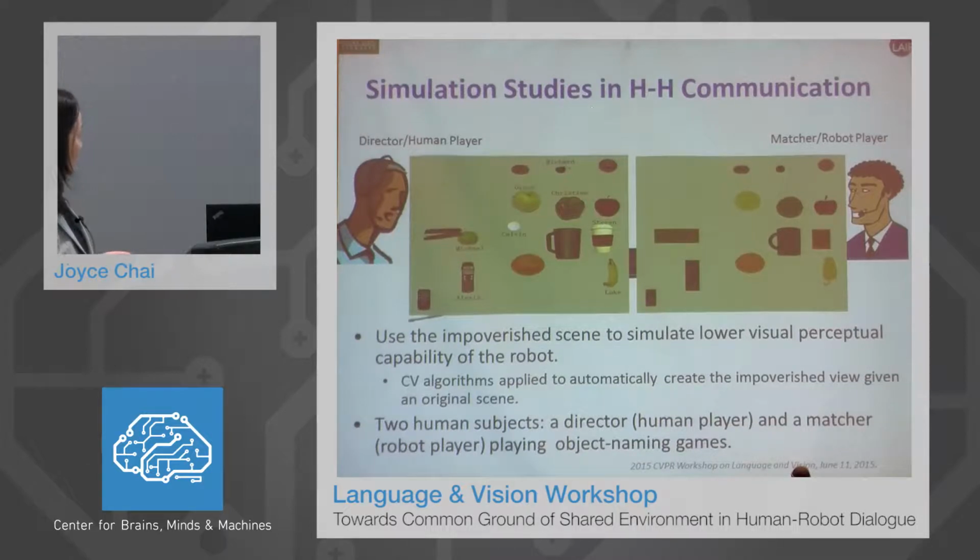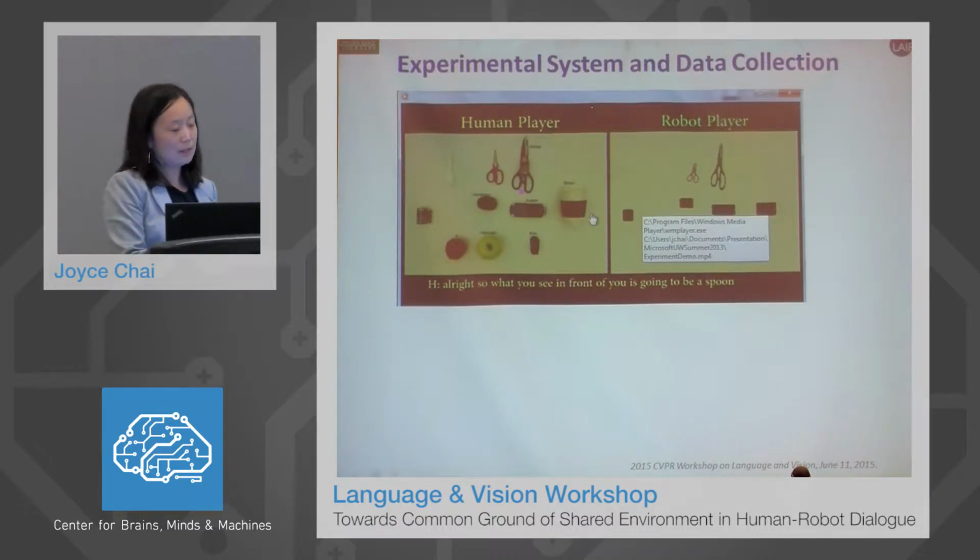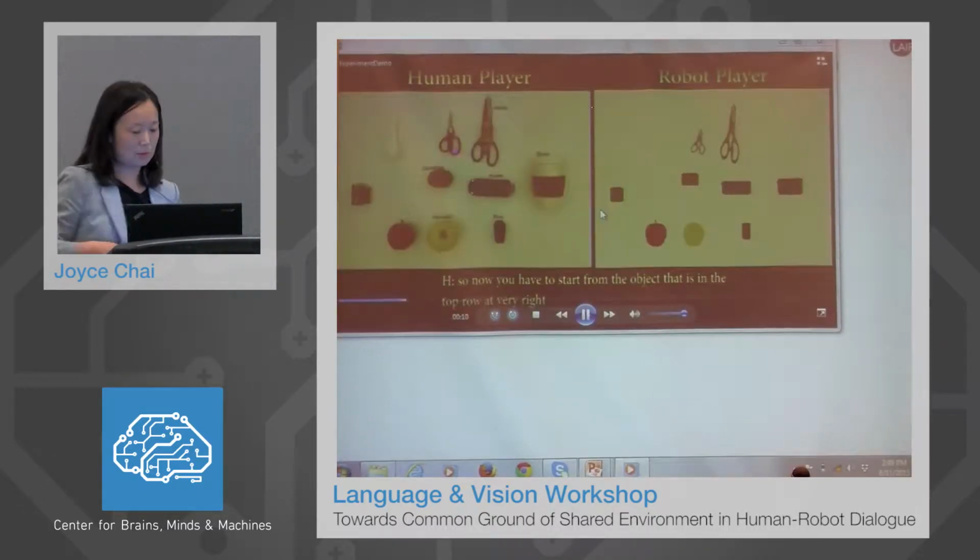The director can see the original image with several objects, and some objects have certain names. The matcher will only see an impoverished view of the original image. We just apply very simple computer vision algorithms to create this impoverished view. We ask the director and the matcher to play a set of naming games. The director's goal is to convey these names to the matcher, so the matcher knows which object has which name. We'd like to study how humans, when they have these mismatched perceptual capabilities, engage to maintain the common ground. Next, I'm going to show you a quick clip from the data we collected from the studies.